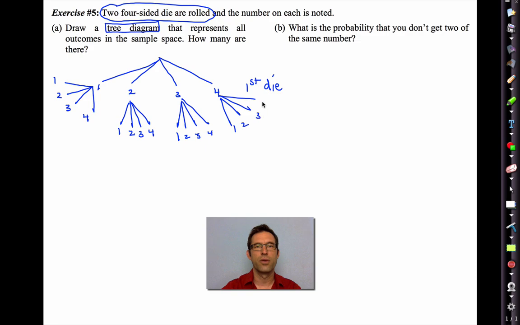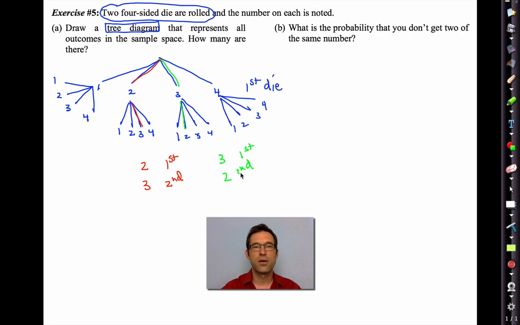1, 2, 3, 4. Now again, the idea would be, let me just use some red. If I traced this path, okay, that is one particular outcome, that path, and that's the outcome of rolling a 2 on the first die and a 3 on the second die. Now, that's actually different from this path, where I rolled a 3 on the first die and a 2 on the second die.